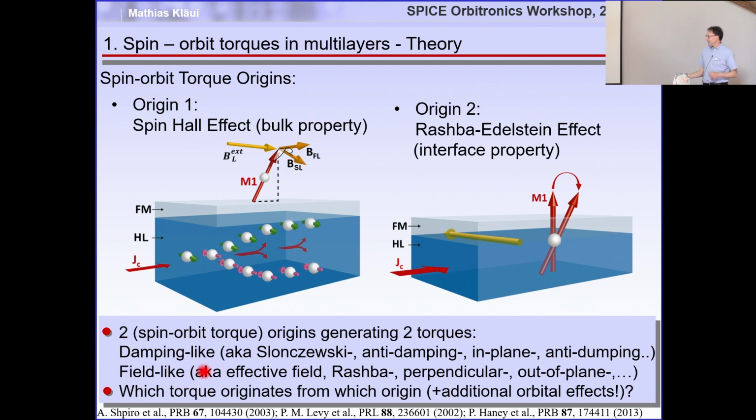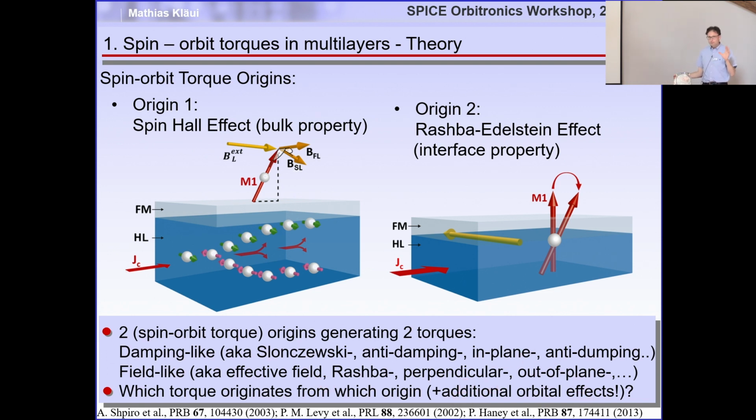Okay. And there's a field-like torque, which some people also call the effective field, a Rashba-like, perpendicular, out of plane, and so on. Now, what we are always interested in, of course, if we are fundamental physicists, is to understand which torque originates from which origin. And again, we also have these orbital effects that I'm going to talk about next.